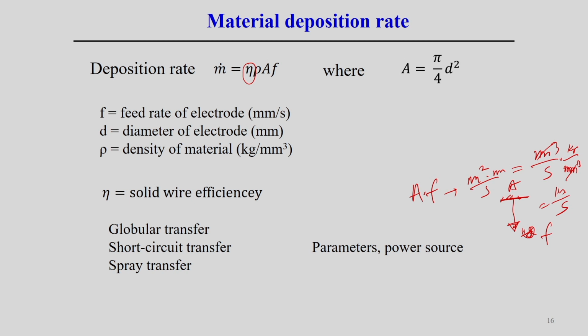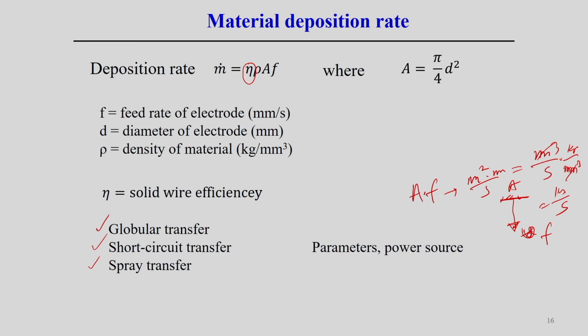We have already discussed that globular metal transfer may happen, short circuit metal transfer may happen, and spray transfer may happen. But whatever the metal transfer mechanism involved, we always try to keep a continuous feeding of the wire. The feeding of the wire is continuous, but the mechanism of the metal transfer can be different. It can be globular transfer, short circuit transfer, spray transfer, or even pulse spray transfer.